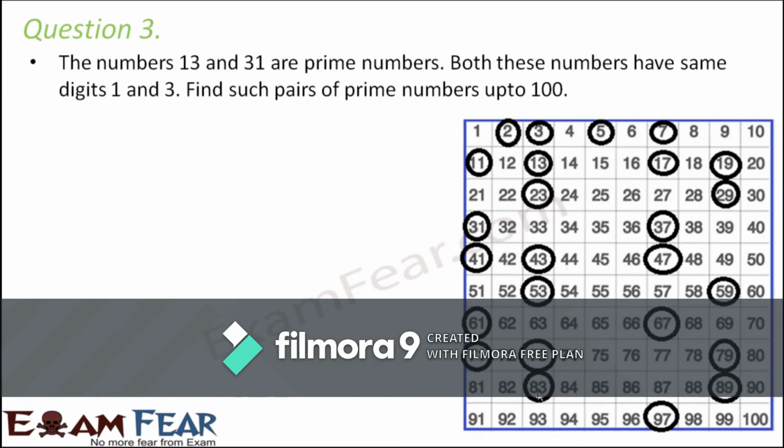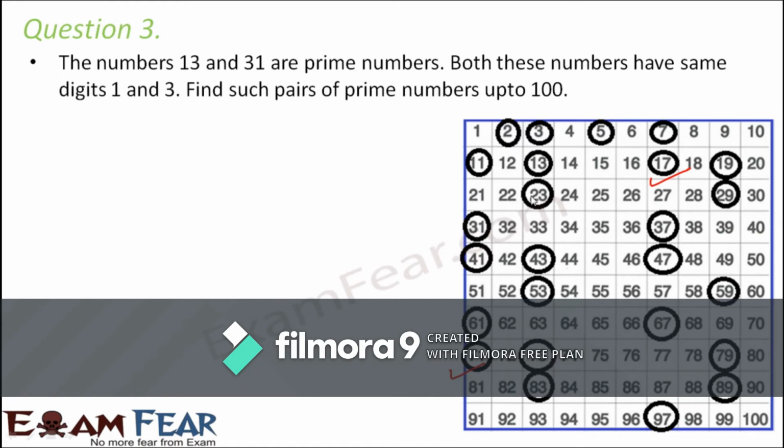Now let's look at the sieve of Eratosthenes. Now looking at the sieve, we can very distinctly see the encircled numbers which are the prime numbers. So it becomes easier for us to search for such numbers. So one such pair could be 17 and 71. They are also prime numbers and they are made up of the same digits 1 and 7. Now another such example, can you look for another such example?